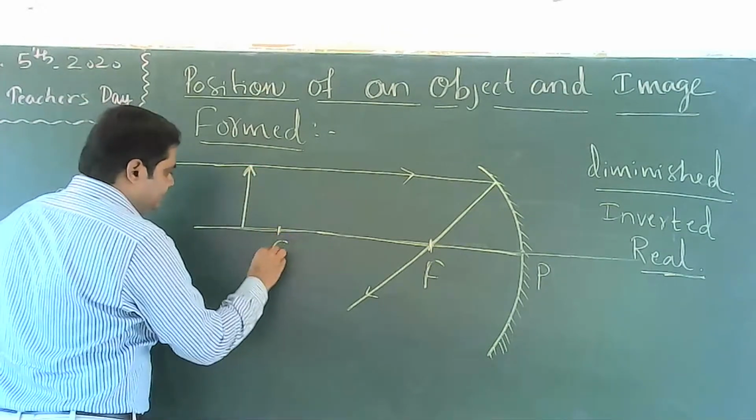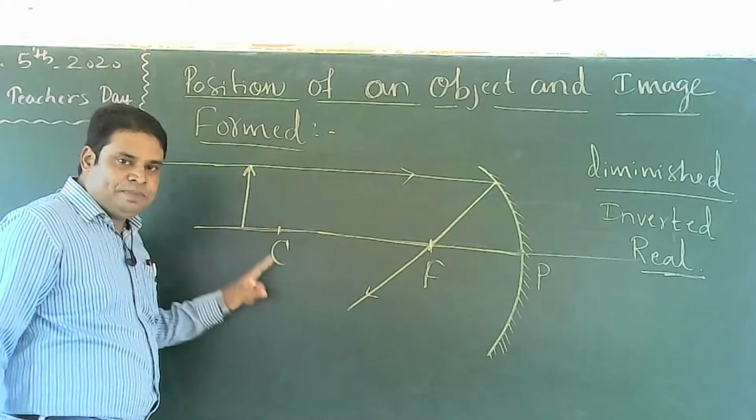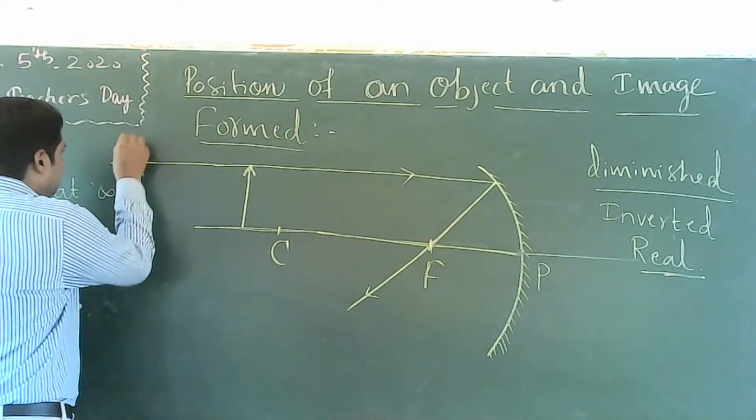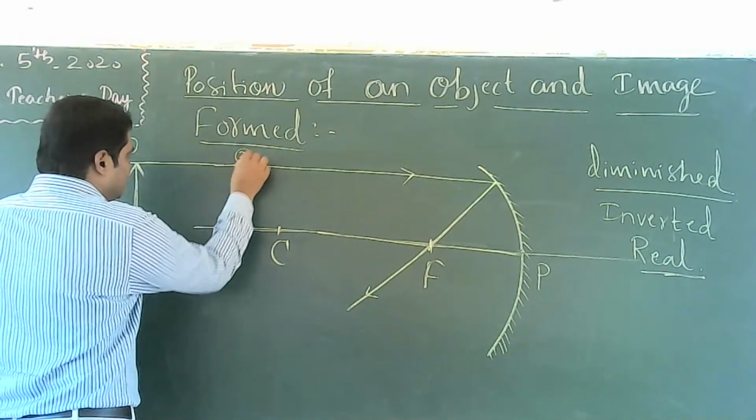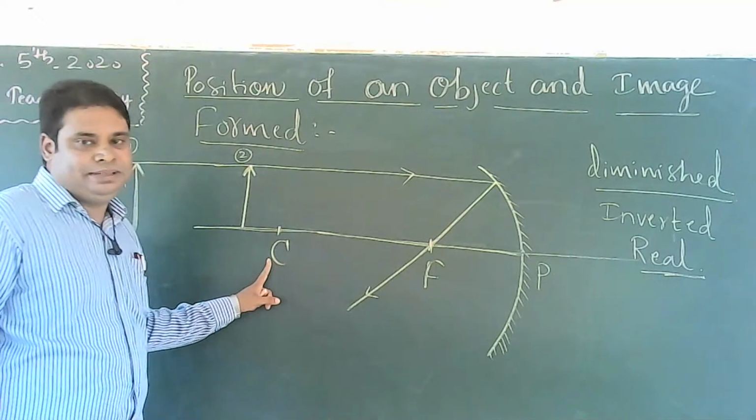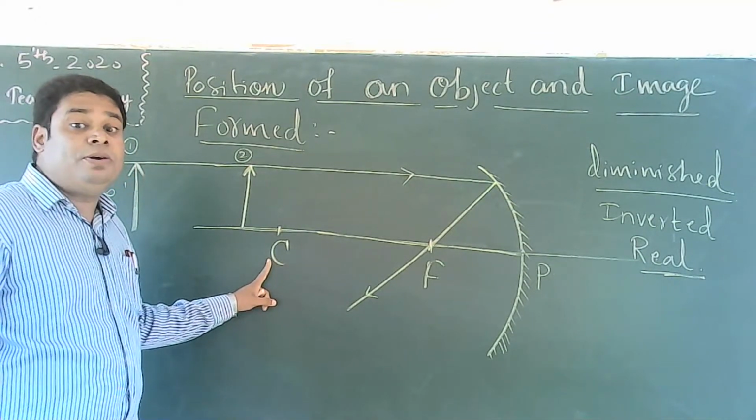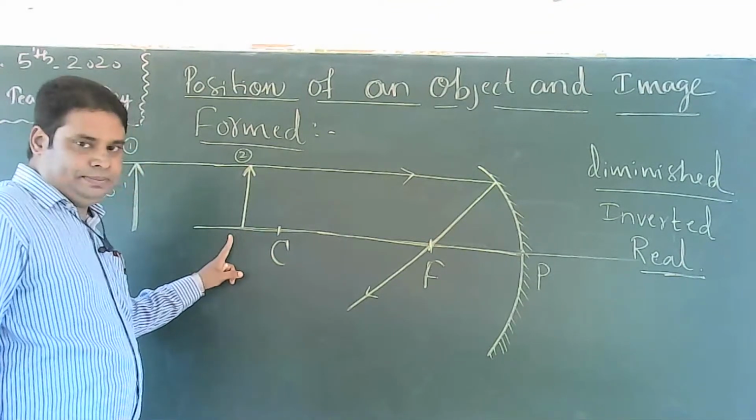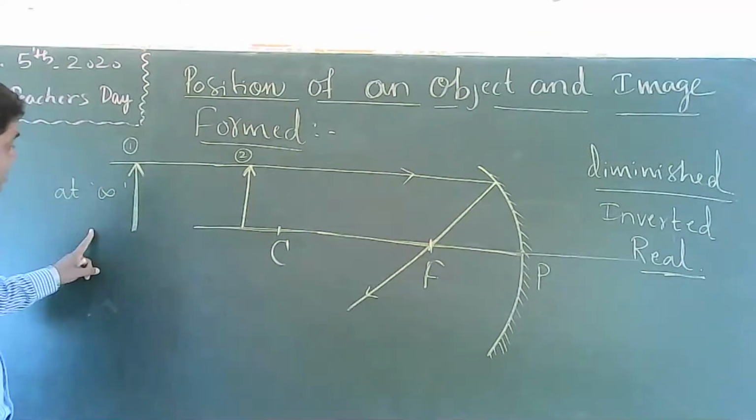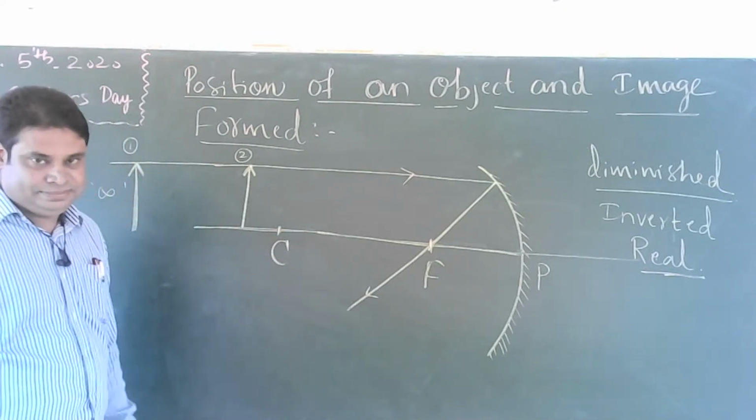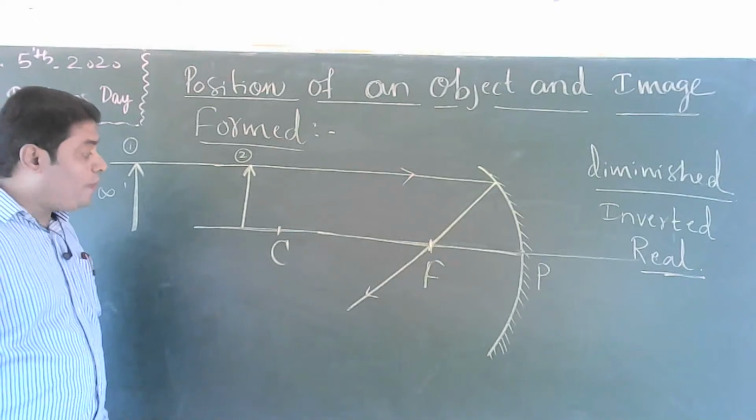Let this point be C. This is the first position we have studied. This is the second position, which is called beyond C, or away from C. This is infinity. This is beyond C.